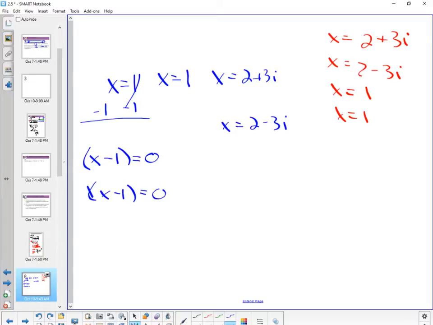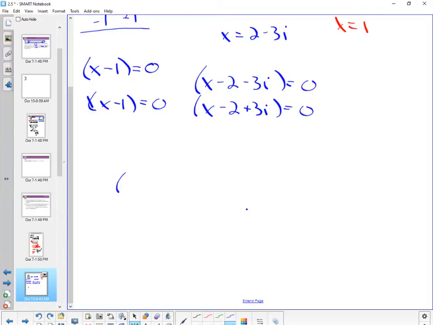Over on this problem, I'm going to get x minus 2 minus 3i equals 0. From here, I'm going to get x minus 2 plus 3i equals 0. Correct? Do you guys remember the zero product rule? That's what we did, right? We took every single term and we said it equals 0. So these are all zeros now. What are we going to do? We're going to distribute them all now.